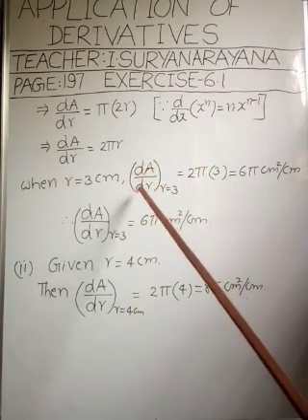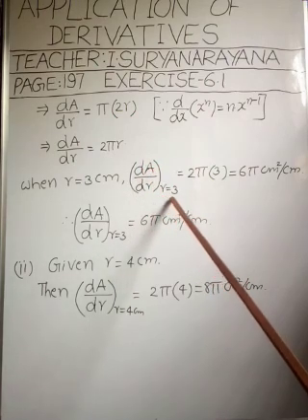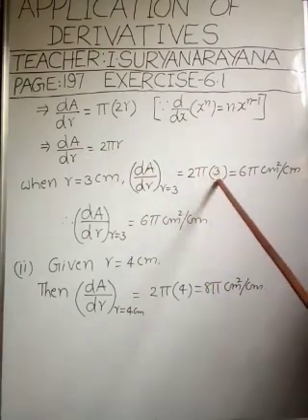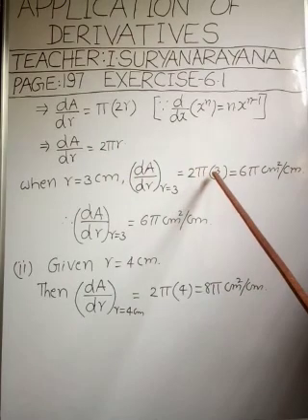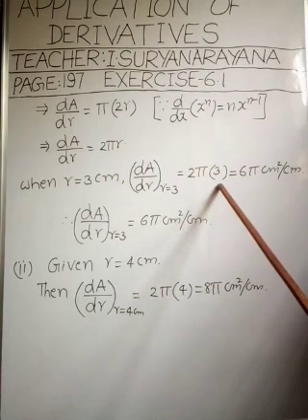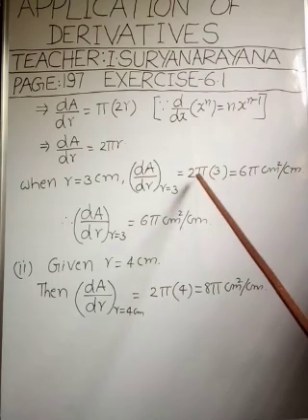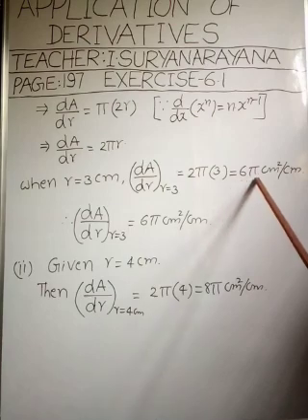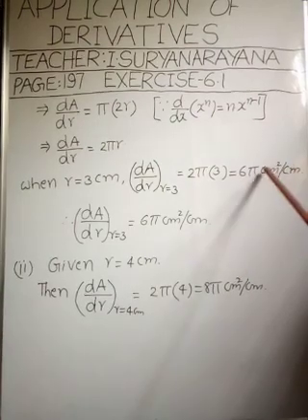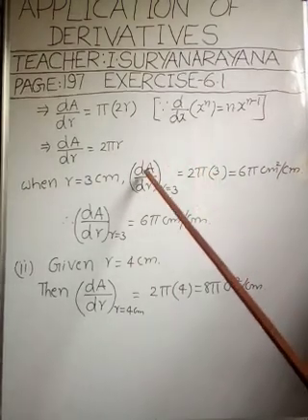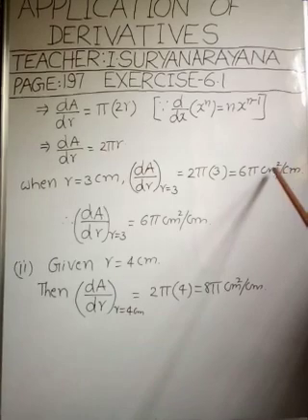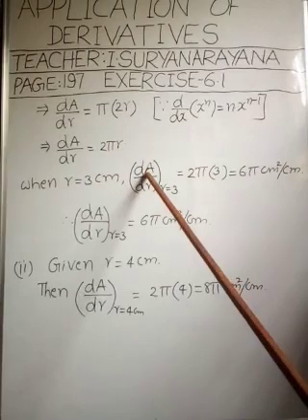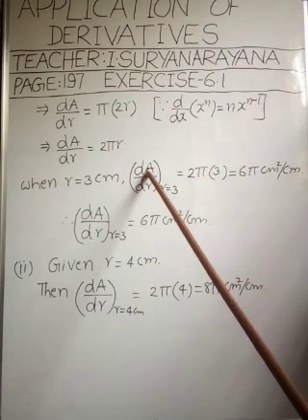This is a notation, dA by dr at r is equal to 3. It is read as dA by dr at r is equal to 3 centimeters is equal to 2 pi into, in this equation we substitute r is equal to 3. In RHS we substitute r is equal to 3. Understood this step? This implies, by simplifying this term, what will you get? 6 pi. We got 6 pi. After that we have to write units. What are the units to denote area of a space? Centimeter square. We use square units to denote area of a space.